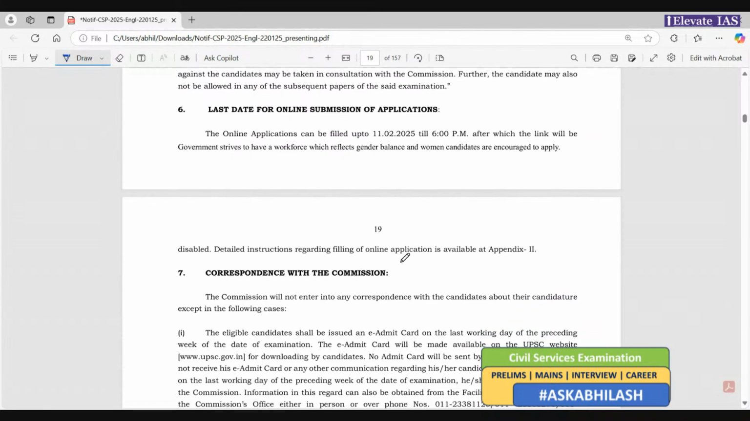Now coming to the last date for online submission. See, 11th February, 6 p.m. After this, the link will not work. 11th February is Tuesday. Tuesday 6 p.m. IST.